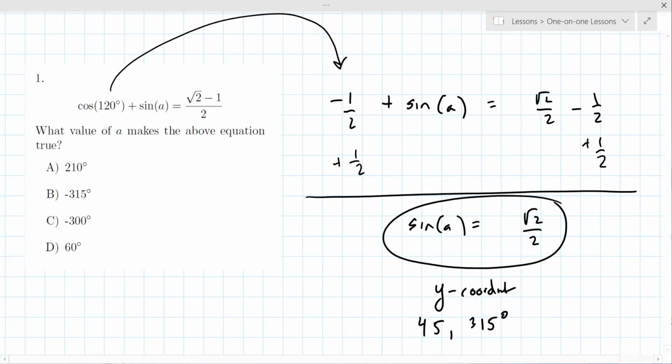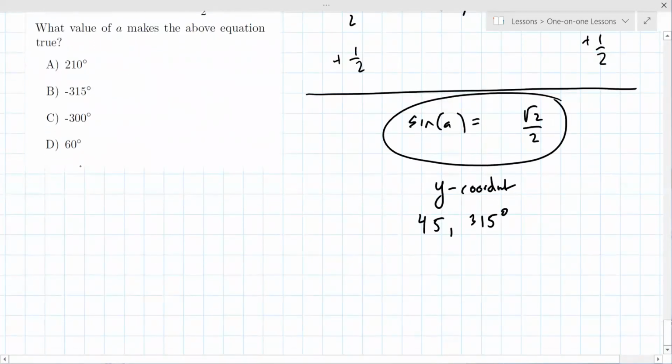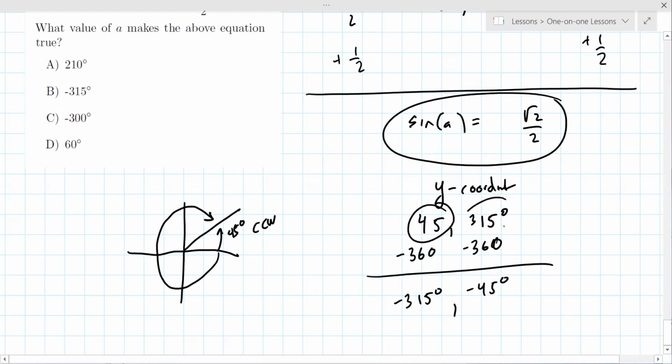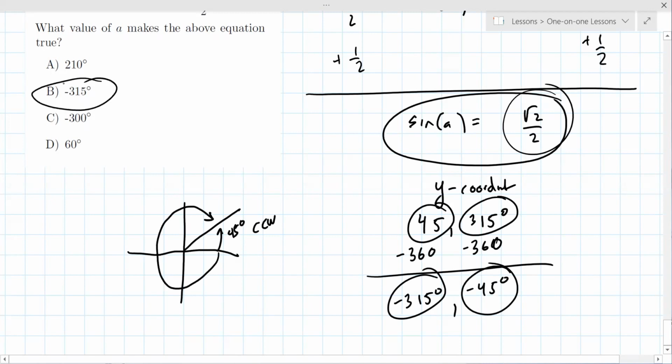Great. Now, you're noticing those answers aren't here. Here's why. If I go to 45 degrees, that's if I go counterclockwise. What if I go this way? How do I get there? So you can subtract 360 from both of these. Right, of course. Minus 315 degrees, minus 45 degrees. There are actually 4 possible ways to get this value. The correct answer is negative 315 degrees then. It is.